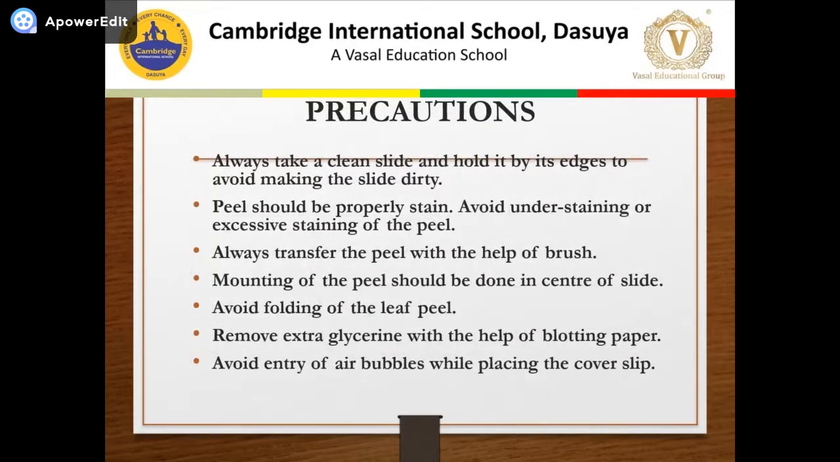You have to take certain precautions while performing this activity. Always take a clean slide and hold it by its edges to avoid making the slide dirty. The peel should be properly stained. Avoid understaining or excessive staining. If there is excessive staining, you will not be able to see all the parts clearly. Always transfer the peel with the help of a brush. Mounting of the peel should be done in the center of the slide, and avoid folding of the peel. Remove extra glycerin with the help of blotting paper. Avoid entry of air bubbles while placing the cover slip. So you have to take care of all these things while doing this activity.